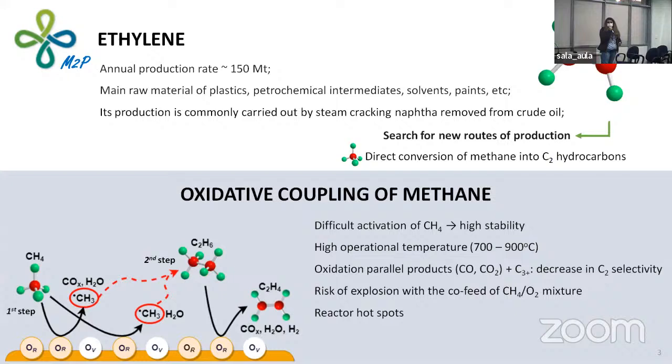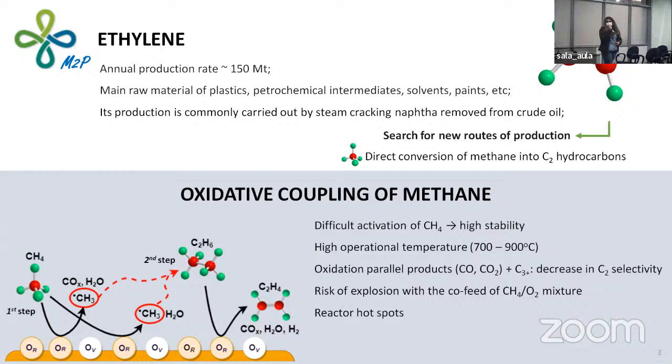And the biggest challenge of the OCM process is the difficult activation of methane due to its high stability, which requires high operational temperatures that favor the total oxidation of methane. The formation of parallel oxidation products such as CO and CO2, and the increased risk of explosion with the co-feed of methane and oxygen mixture, all of them decrease the C2 selectivity of this process.